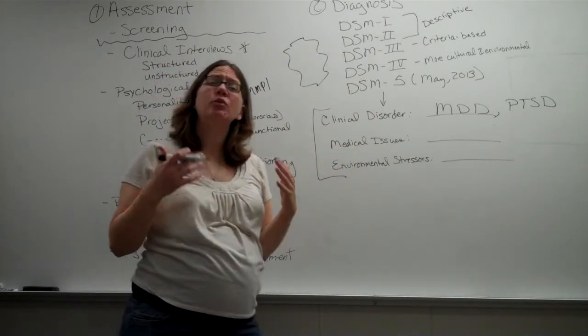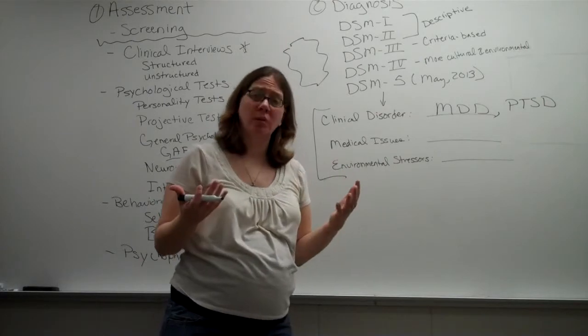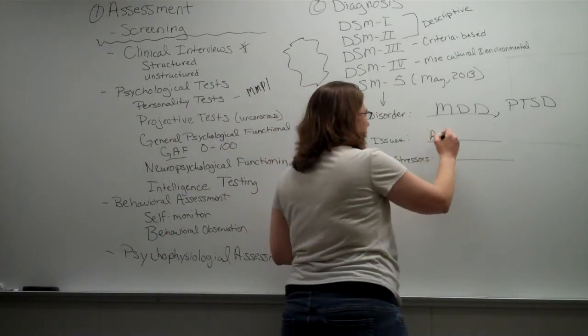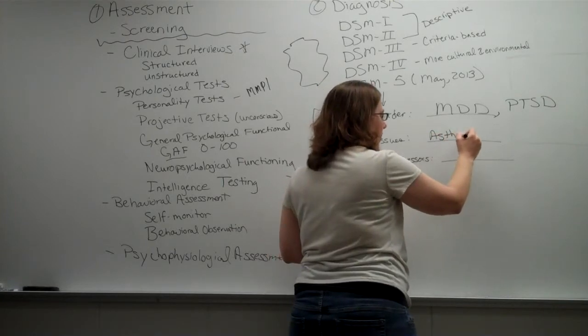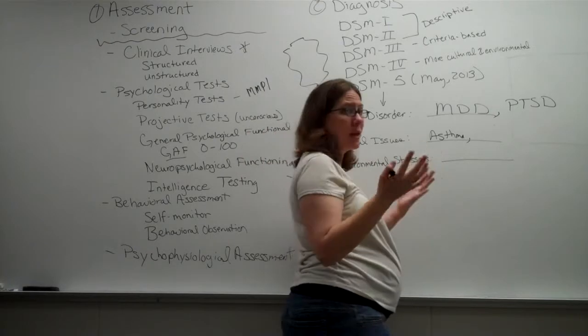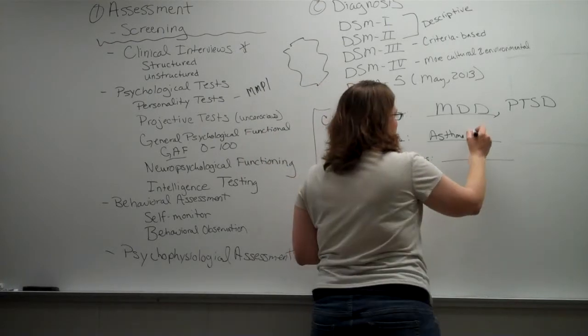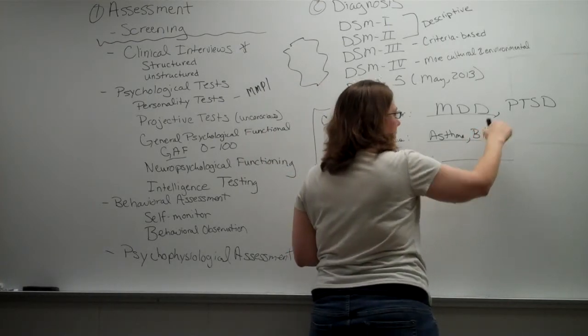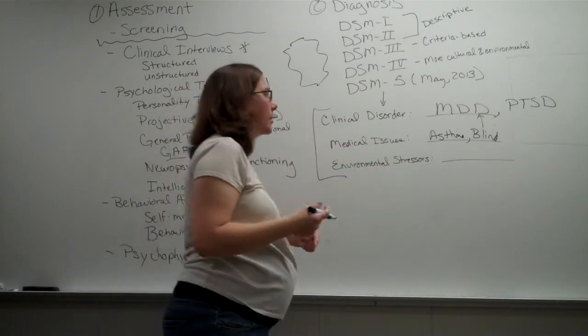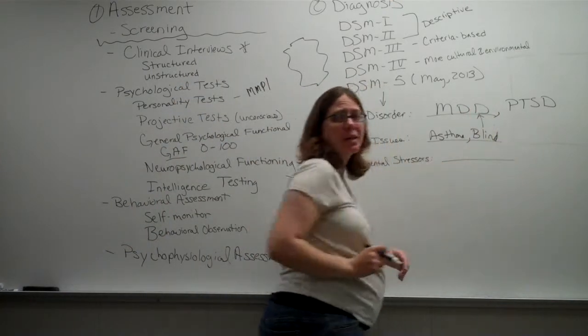The second line is we try to consider if there's any medical issues that are going on that might impact it. So if you have asthma, that's important to know. Maybe you have a vision issue where you can't see. If you're blind, that's an issue. And maybe that's contributing to some of the major depression that you are experiencing. So any medical issues will go in that second line.